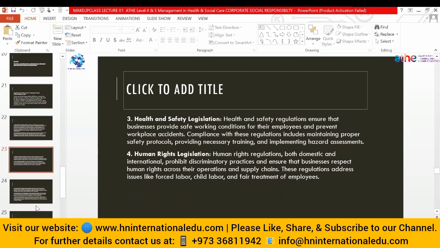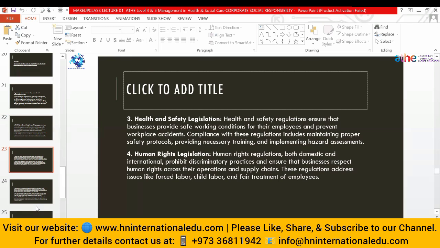That is, we want to make sure that our workers are safe and in proper gear. We could train them, we could give them proper knowledge. Human rights legislation, human rights regulation, both domestic and international, that is the one which is working within your country, and the one which is outside the country, prohibit discriminatory practices, that is the women and male issues, and ensure that businesses respect human rights across their operations and supply chains. That is, wherever they are.